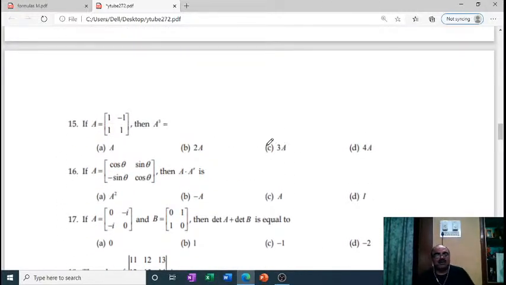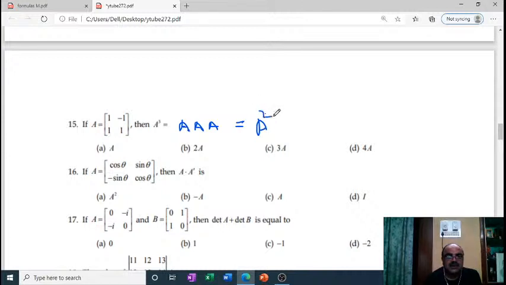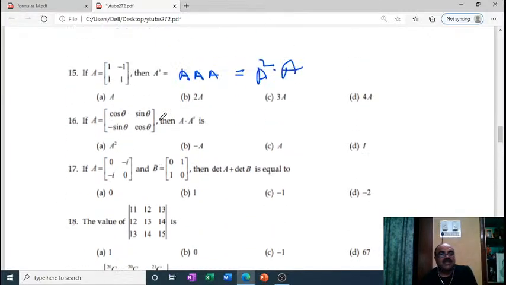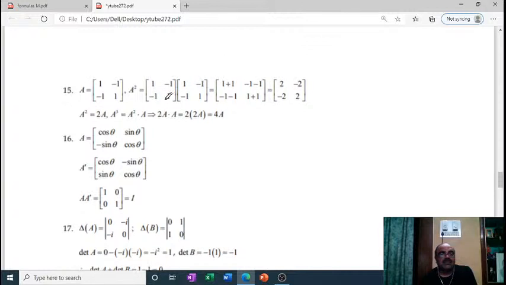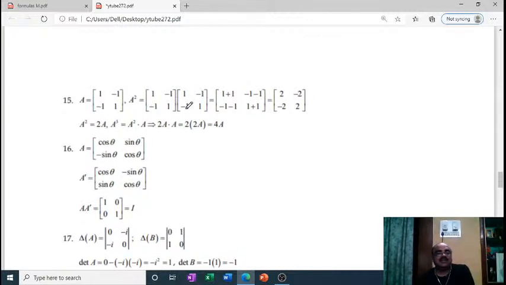Let's go into the next set of problems. A is [1, -1; 1, 1] and find the value of A cube. What is A cube, friends? A into A into A. In other words, first you do A square and then multiply that with another A, which becomes A cube. So [1, -1; 1, 1] is taken and A square is done.